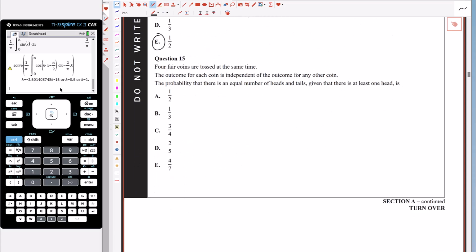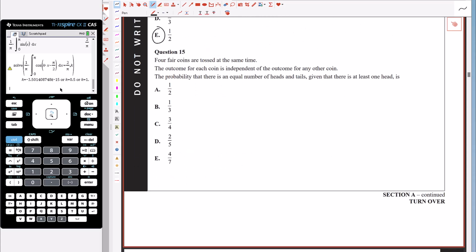Okay, question 15. 4 fair coins are tossed at the same time. The outcome for each coin is independent of the outcome for any other coin. The probability that there is an equal number of heads and tails, given that there is at least one head, is... Okay, even though there's 4 coins, we could still essentially treat this as being the same coin being tossed 4 times. It's not going to make it any different.